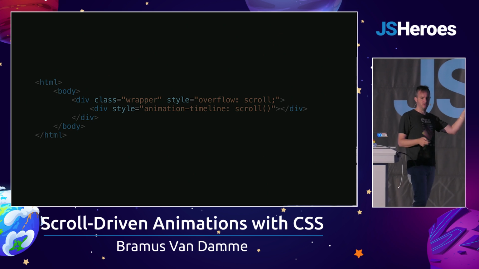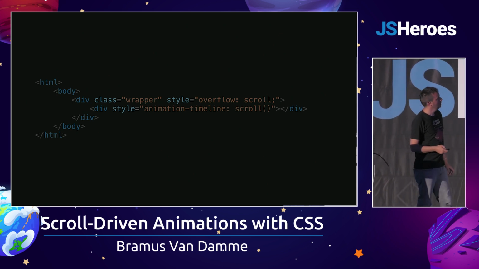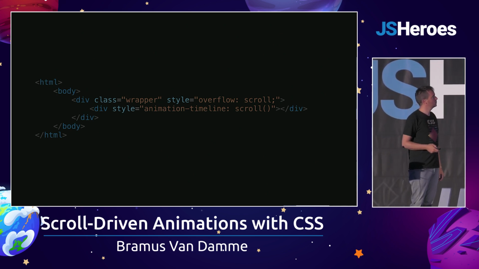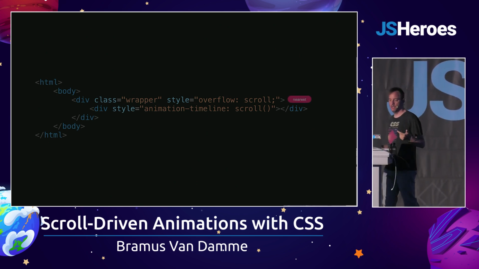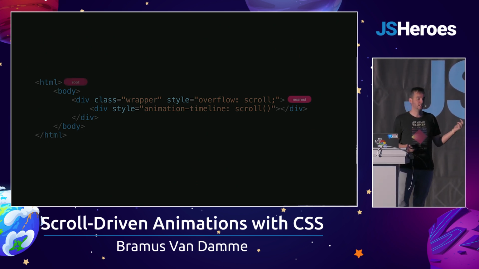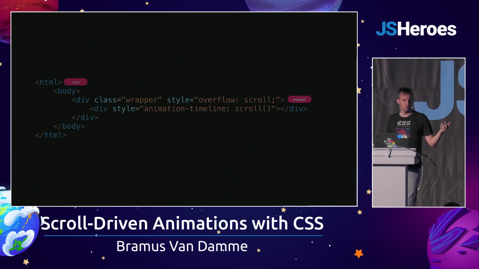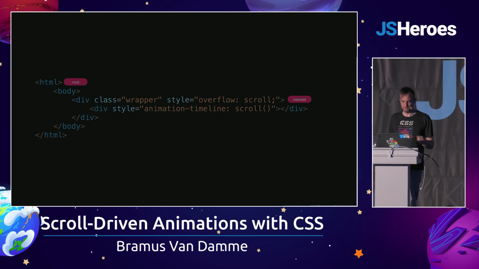So here I have a div with an animation timeline scroll. Its nearest ancestor scroller, well, that's the wrapper div just above it, because it has overflow scroll. And if you want to find the root scroller, well, that's the document. Well, technically it's the document element, but that's the root scroller. So that's what these keywords mean.